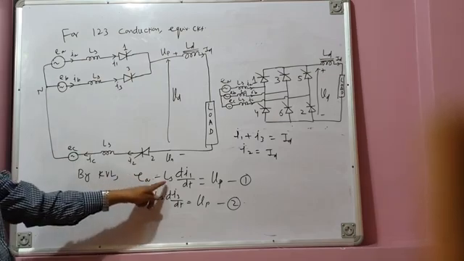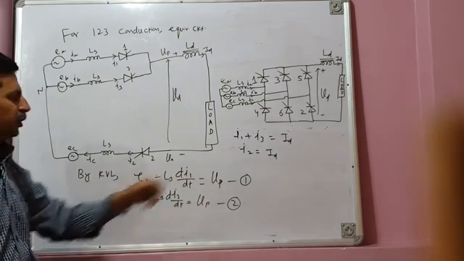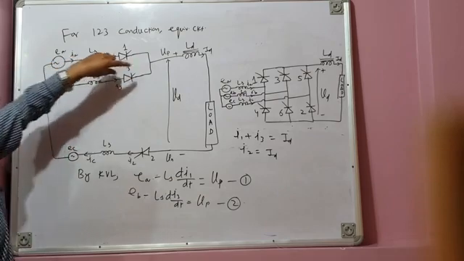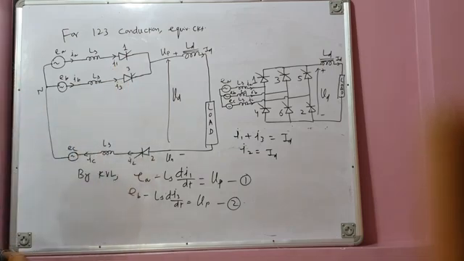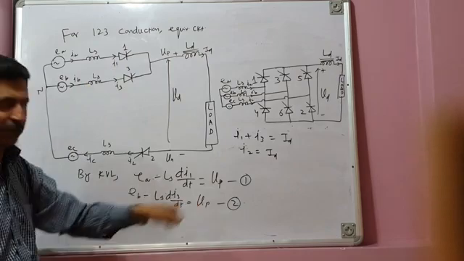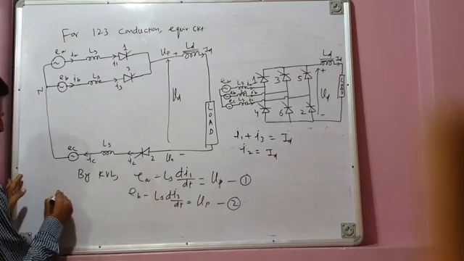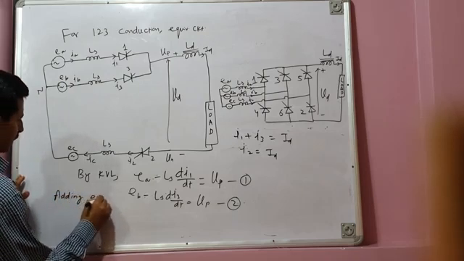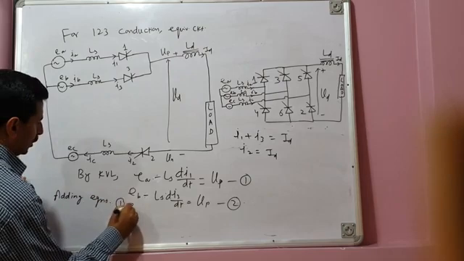So EA minus LS di1 by dt is equal to VP. And similarly in this branch, this voltage EB minus this drop is also equal to the positive bus voltage VP. That is, EB minus LS di3 by dt is equal to VP. Let us add these equations, adding equations 1 and 2.